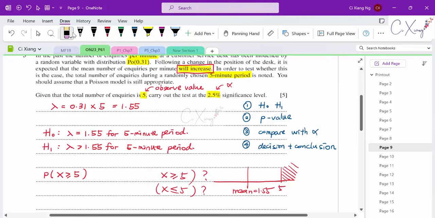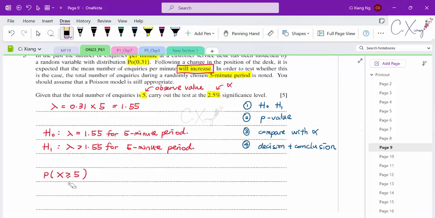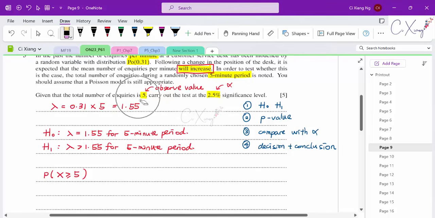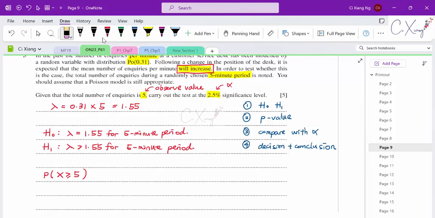Alright, so for this question that we are doing now, it is more straightforward because our alternative hypothesis has a greater-than sign. Therefore, very easily we can determine that it is greater than or equal to 5. So why should I include the equal sign here? It is because they are telling you that the total number inquired is 5. So 5 should be included in your calculation for the p-value.